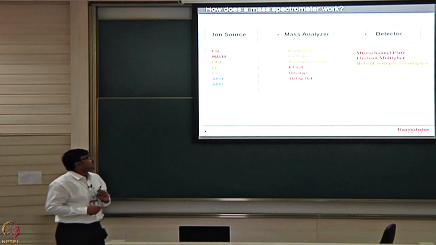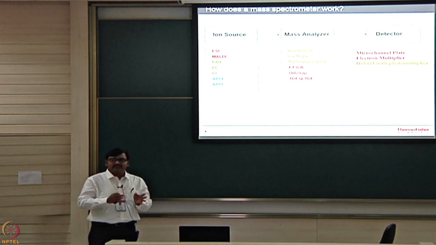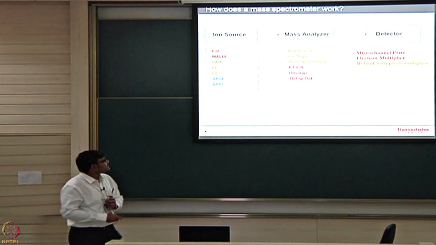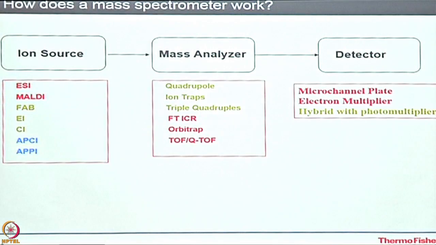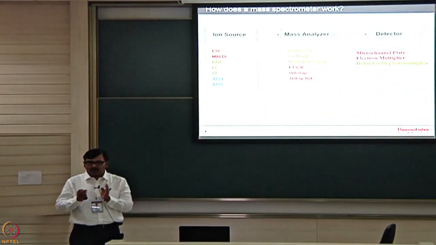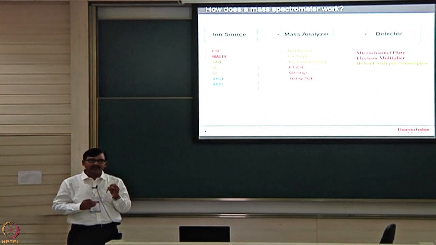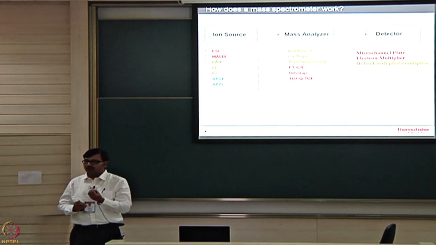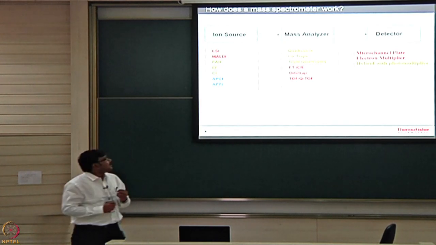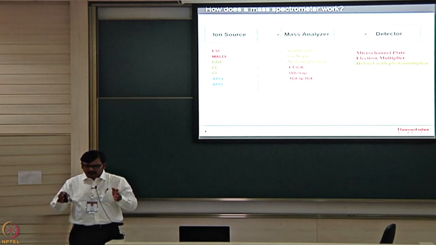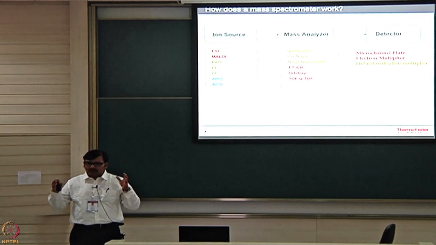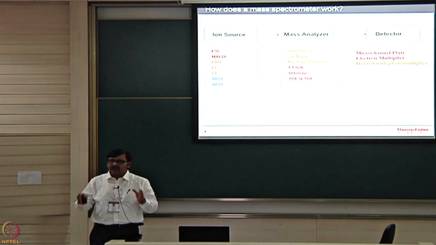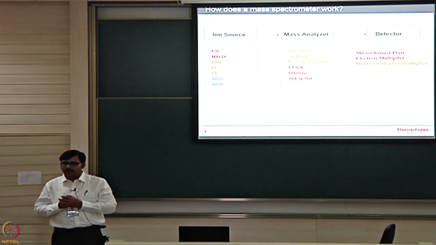Now come to the mass analyzer, where you separate your molecules. Most common, everybody knows, is the quadrupole TOF instrument, time of flight. Quadrupole is not an analyzer, I can say it's a filter. It can precisely filter the molecule you want. With ion traps, you can trap your molecules inside a vessel and detect those molecules.